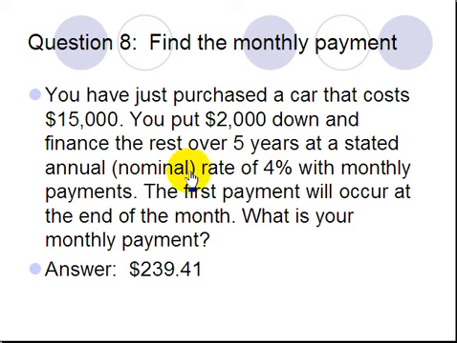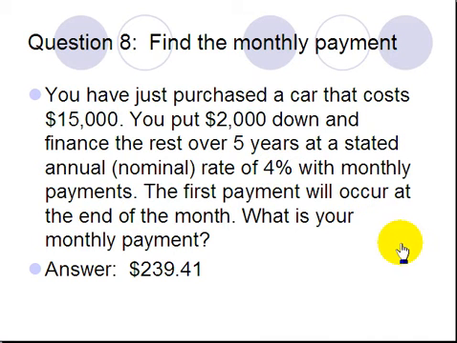The stated rate on the loan is 4%, which is a very low rate, but again, car loans have had some pretty low teaser rates recently. So a stated rate of 4% a year with monthly payments. So the first payment's going to occur at the end of the month. Question is, what is your monthly payment?